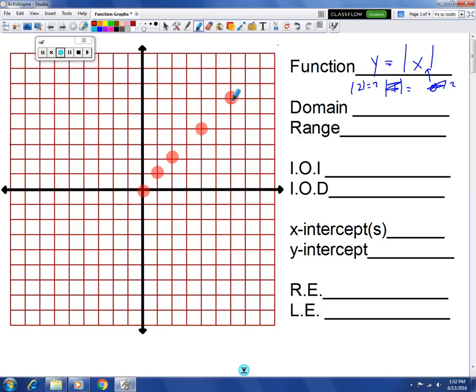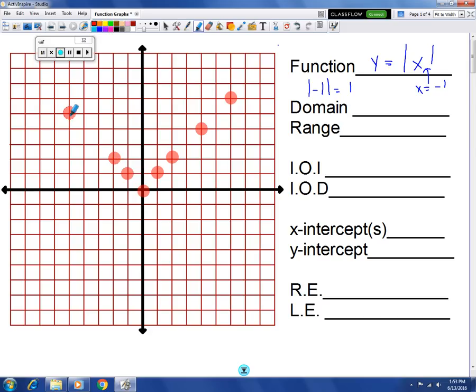Now, what happens when we pick the negative x values? Well, the absolute value says that when we substitute a negative value in, the absolute value of a negative is actually positive. So the absolute value of negative 1 is a positive 1. So when we substitute a negative 1, we get an answer of positive 1. So negative 1, positive 1 would be on this graph. Okay, we substitute negative 2, we get a positive 2. If we substitute in a negative 5, we get a positive 5.